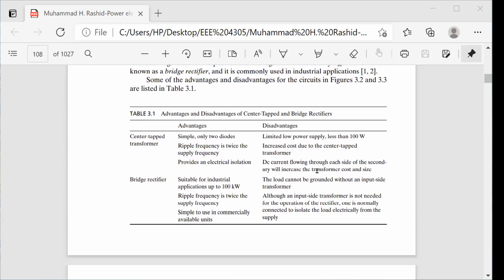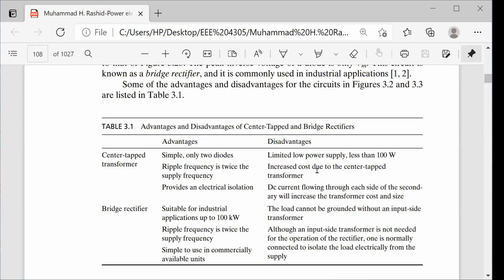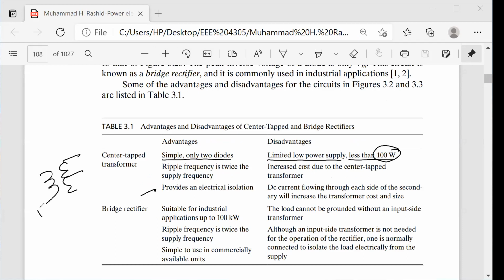Okay, so this is nicely given, and this is the table that has been given. What are the advantages of the center tap transformer? It is simple, only 2 diodes, for limited low power supply. Actually, these rectifiers are used for low power supply, maybe less than 100 watt. Ripple frequency is twice the supply frequency and it provides electrical isolation. Since we are using the transformer, the input side is isolated from the output side.